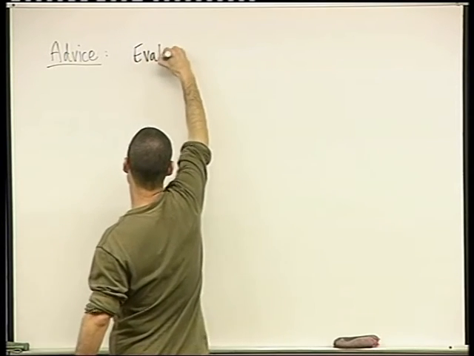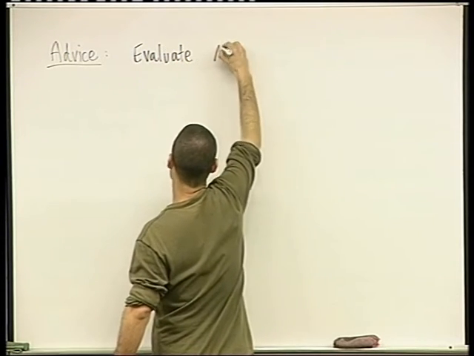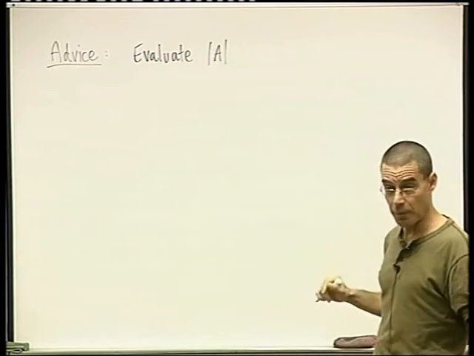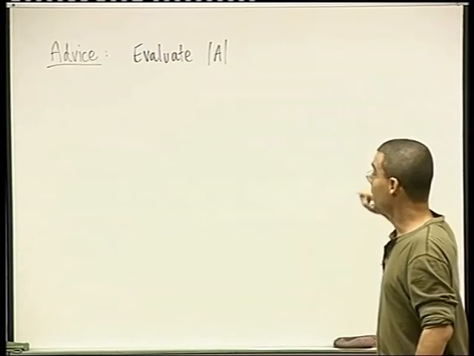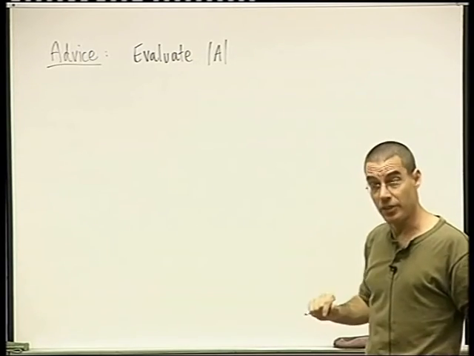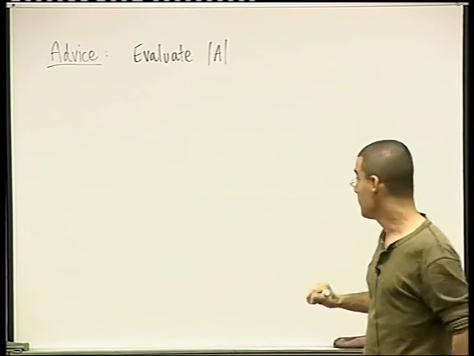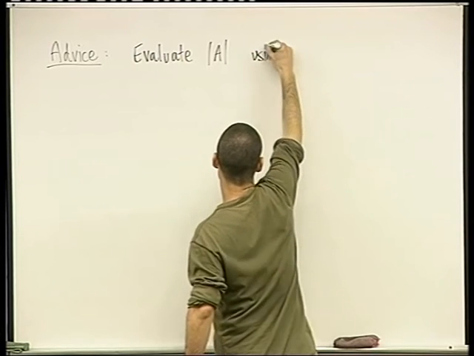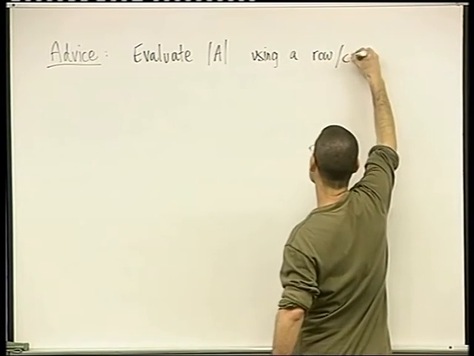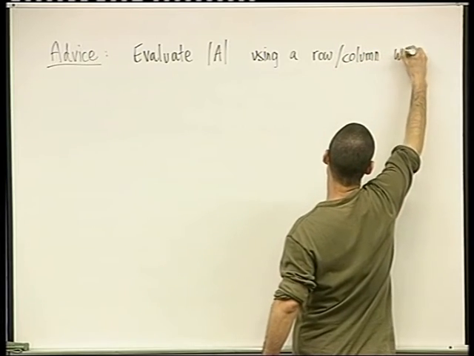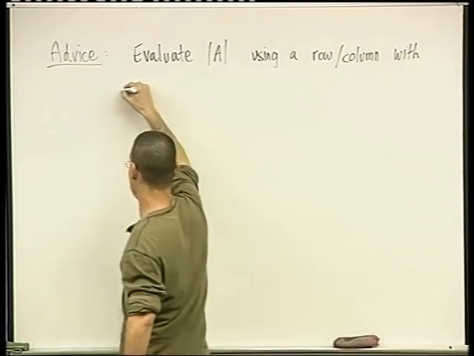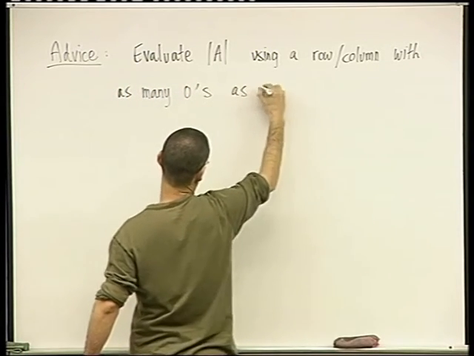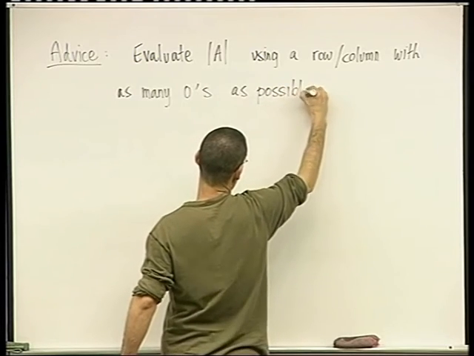Evaluate the determinant not by the first row. That would be doing it in a stubborn way, not in a wise way. Use the row that has as many zeros as possible. Right? Evaluate the determinant using a row or a column with as many zeros as possible.